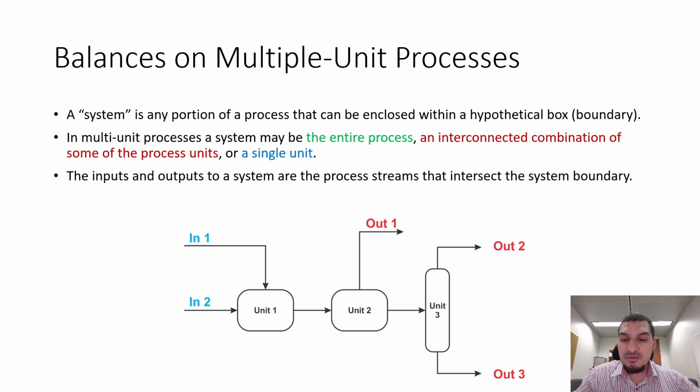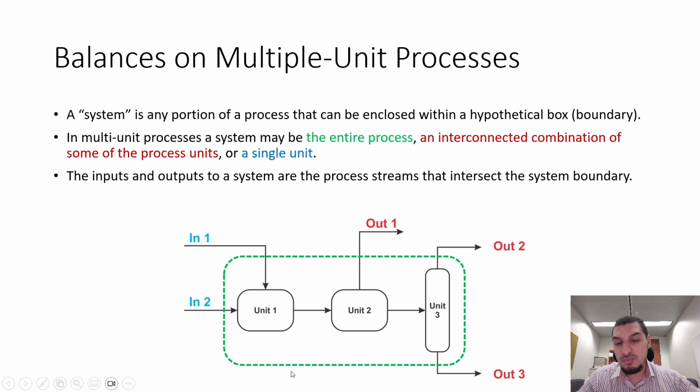And just to give some examples, if you look at this flow sheet here, it consists of three units. We have multiple inputs, multiple outputs, and from what we can see here, we can have different options. One of them is to apply the mass balance equations on the entire process. So our system is what is inside this green loop. And in this case, we don't care about the intermediate streams inside the loop. We just care about the streams that intersect or cut the boundaries. So I care about this in one, in two, out two, and out three.